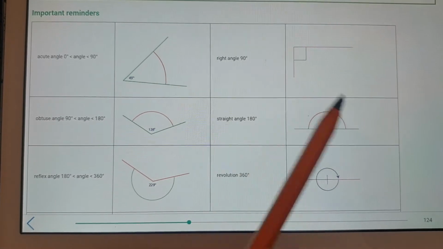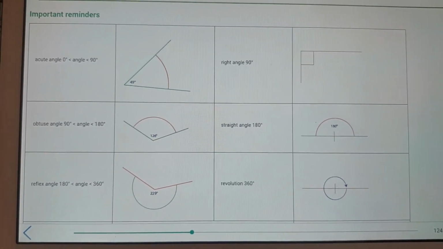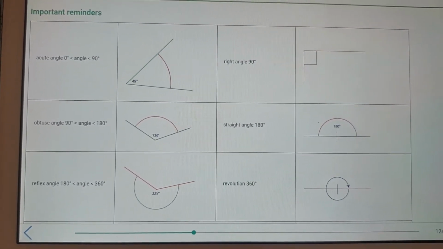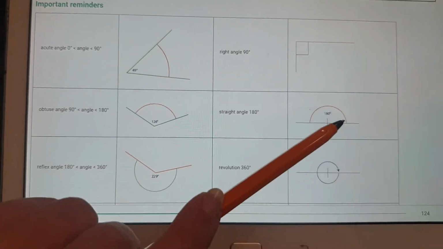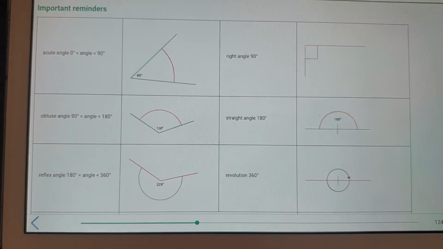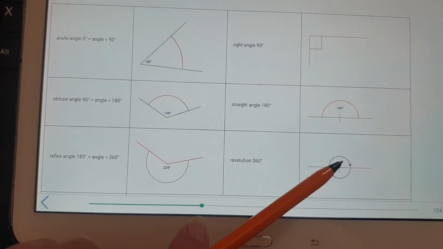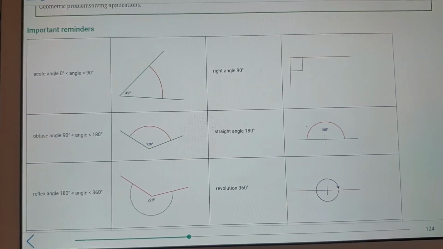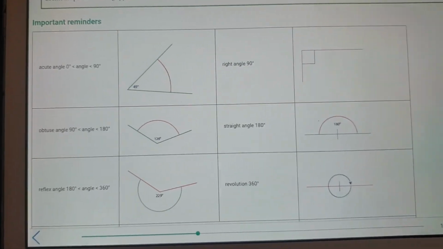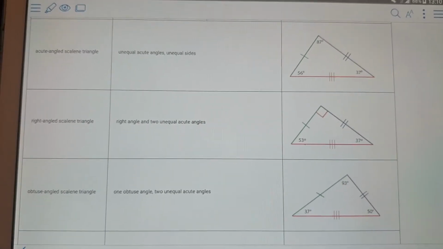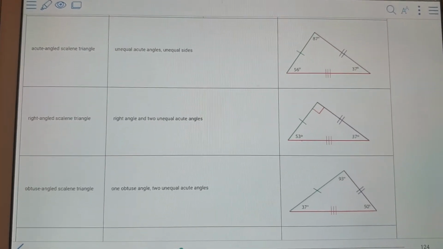And then this very well-known one, indicated with a block, is our right angle, which means it's precisely a 90 degrees angle. Then we have our straight angle, supplementary angle, straight line, 180 degrees, and a revolution that is 360 degrees when it goes all the way around. Now we can also apply this to triangles.